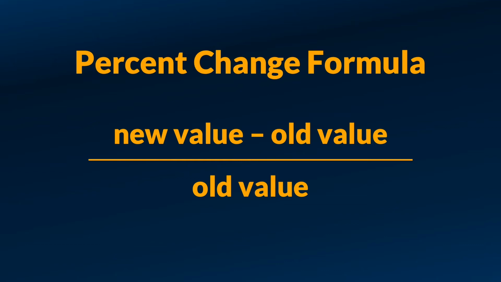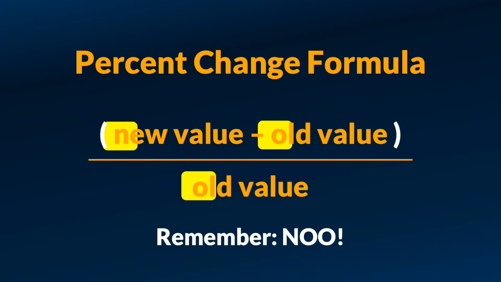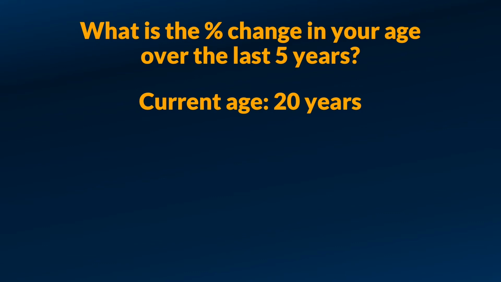Because of the order of operations you remember from math class, we want to make sure that the subtraction happens first, before the division. So let's put the subtraction in parentheses. Remember the acronym NO, new minus old over old. Let's think about this in simple terms first. What is the percent change in your age over the last 5 years? Let's pretend that you're 20 years old today.